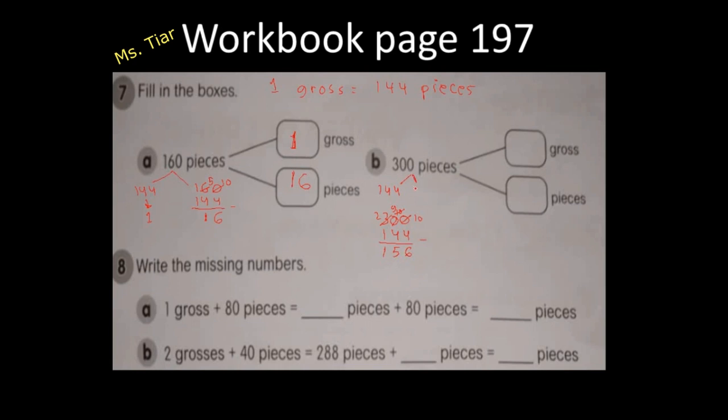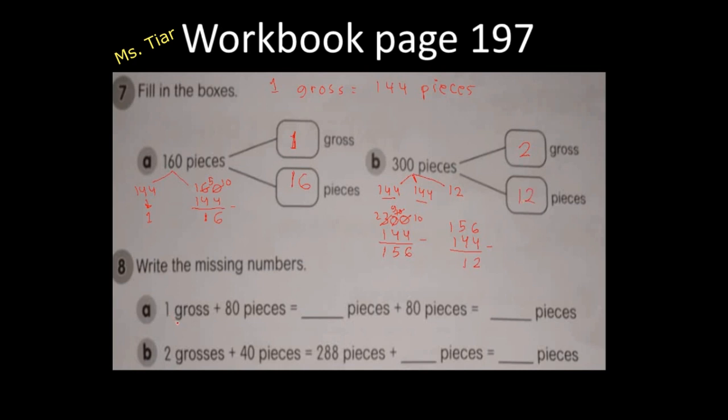So we put another 144 here. And then now we subtract it again. 156 subtracted by 144. We have 2 here. We have 1 here. The rest of the number is 12. This is 1 gross. This is another 1 gross. We have 2, right? 2 grosses here. And then the rest of the number is 12 pieces.